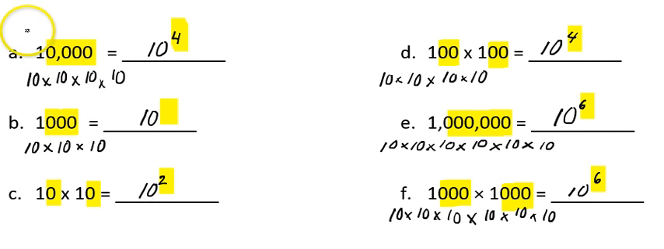If we look back on the problems, we can see the pattern that develops. 10,000 has 4 zeros in it. When I express it in exponential form, my base is 10, my exponent is 4. 1,000 has 3 zeros in it, which means my exponent is 3. 10 to the 3rd power is 1,000. When I took 10 times 10, I had 2 zeros, and my exponent is 2. Multiplying 100 times 100, I see 4 zeros. My exponent is 4. So you can see how that pattern continues.